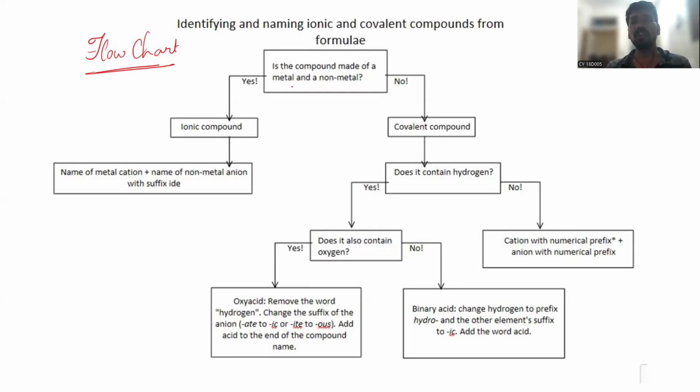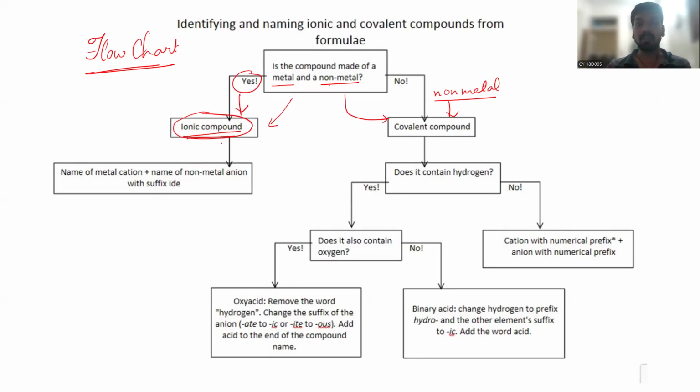First of all, you have to find whether the compound contains a metal or a non-metal. If a metal and a non-metal are present, it is definitely an ionic compound. Otherwise, if both elements are non-metals, then it is a covalent compound. So if a metal and a non-metal are present, it is an ionic compound; otherwise, it is a covalent compound.